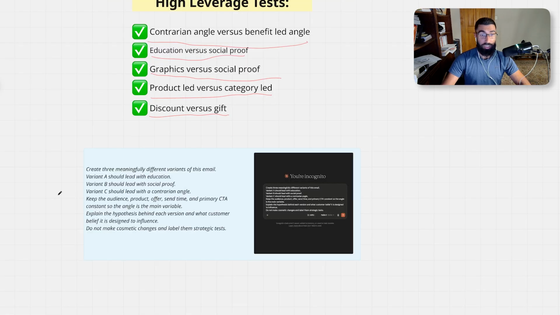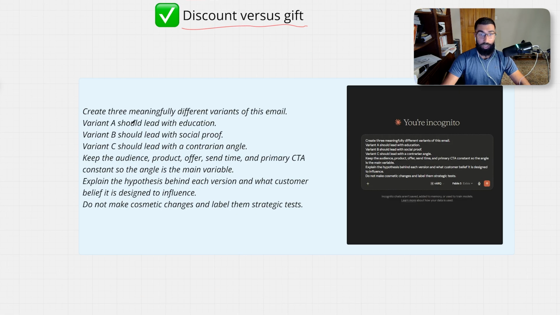So we're going to use this exact prompt. Create 3 meaningfully different variants of this email. Variant A should lead with education, B should lead with social proof, and C should lead with a contrarian angle. And we want Claude to keep everything else the same. So keep the audience, product offer, send time, and primary CTA constant. So the angle is the main and only variable.